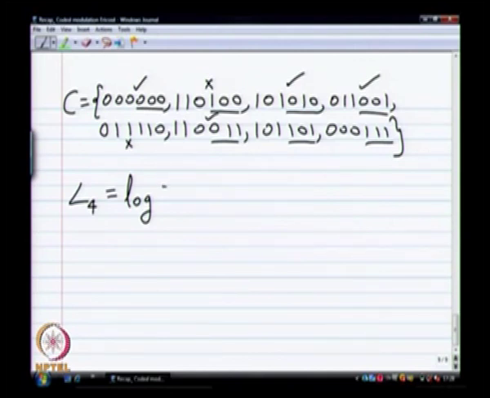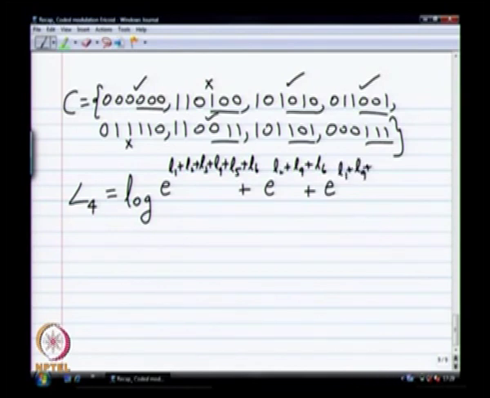It will be like this, e power, the first one will be what? All the terms will come, right. So, that will be L1 plus L2 plus L3 plus L4 plus L5 plus L6. Okay, what about the next term? E power L2 plus L4 plus L6. What about the next term? E power L1 plus L4 plus L5. What about the last term? E power L3 plus L4.